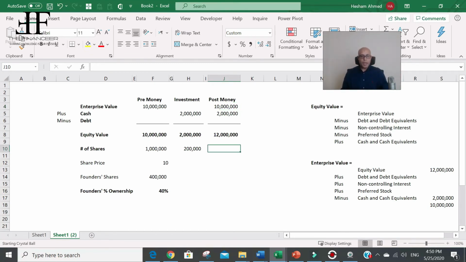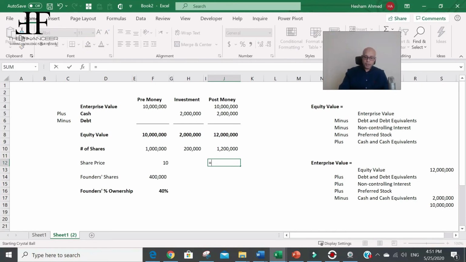Clear. Now, how many shares overall will be outstanding after the new investment? You consider that I have 1 million plus the 200,000, so it will be 1,200,000 shares outstanding after the new round of investment. Okay, now how about the share price? The share price will be the same, because you divide the equity, which is 12 million, by the 1,200,000. So the share price will be the same $10.